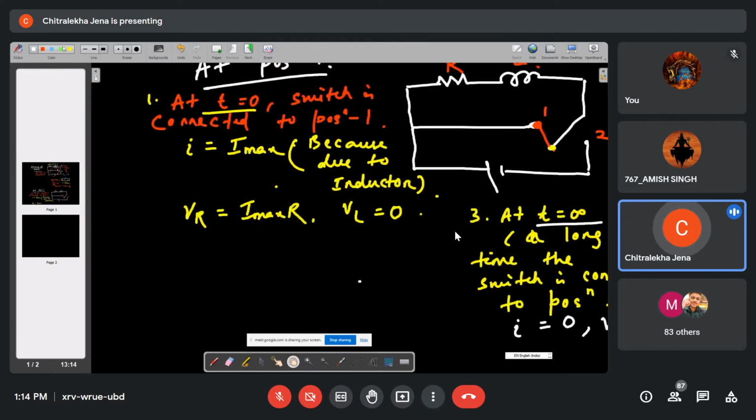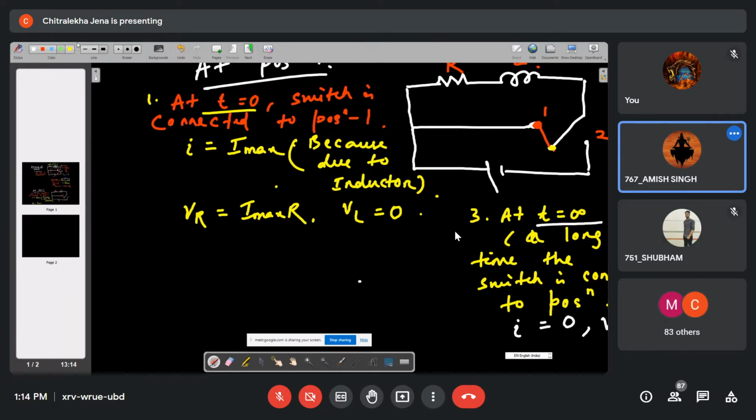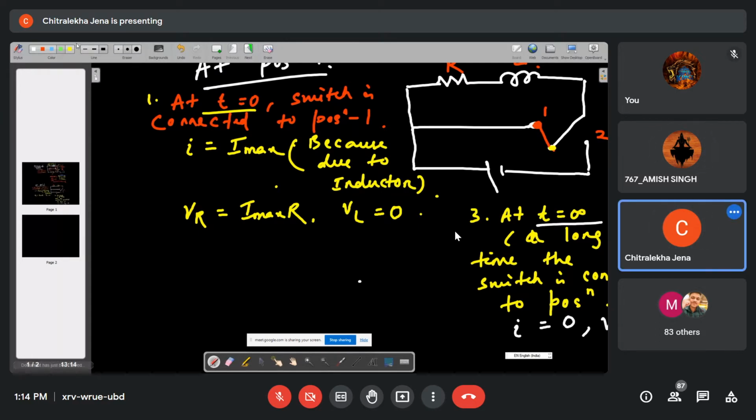Now my current is flowing in which path? Tell me. Current will start from what? Inductor to switch 1 and then to resistor. Think all of you. In which path will the current flow? Inductor to resistor, resistor to switch 1 and then again to inductor.